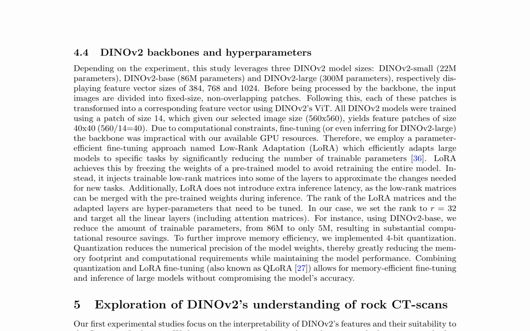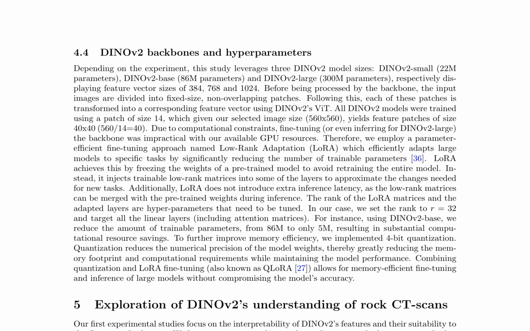The study employs 3 DINOv2 model sizes: small, base, and large, with 22M, 86M, and 300M parameters, respectively, and feature vector sizes of 384, 768, and 1024. Input images are divided into fixed size, non-overlapping patches, transformed into feature vectors using DINOv2's vision transformer, and then processed by the backbone. To adapt large models to specific tasks efficiently, the study utilizes low-rank adaptation, LoRA, which freezes pre-trained model weights and injects trainable low-rank matrices into some layers, reducing the number of trainable parameters.